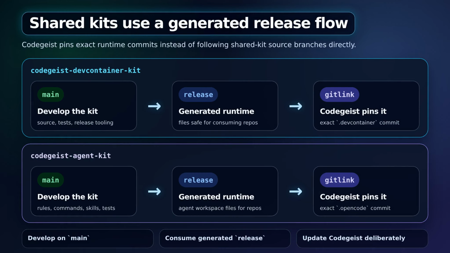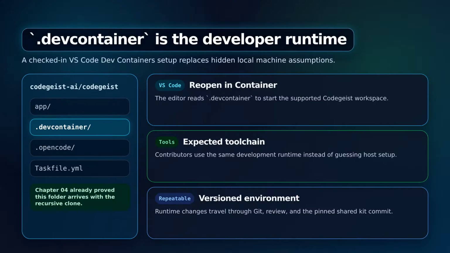Both shared kits use the same release shape. Their main branch is where the kit is developed. Their release branch is generated for consuming repositories. Codegeist then pins an exact release commit as a submodule git link, so the workspace can be updated deliberately instead of changing by surprise.